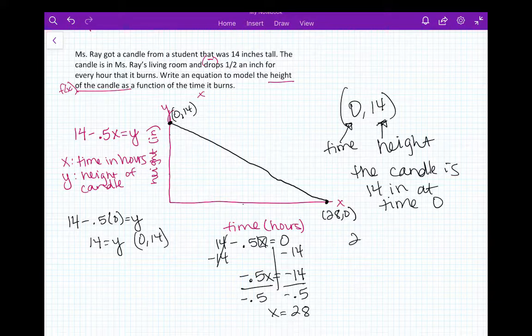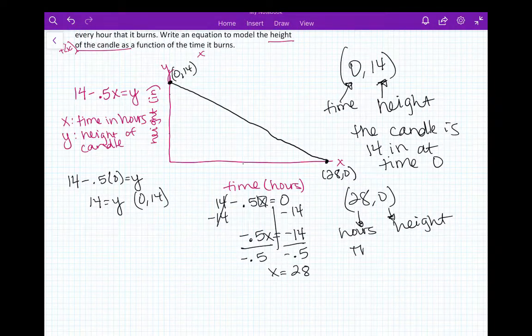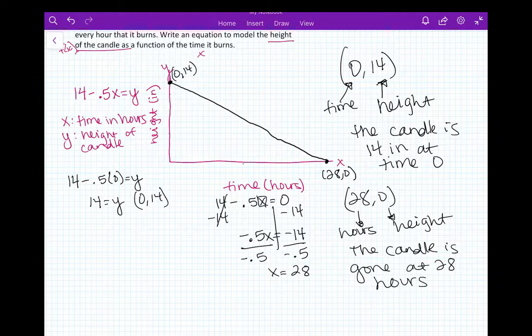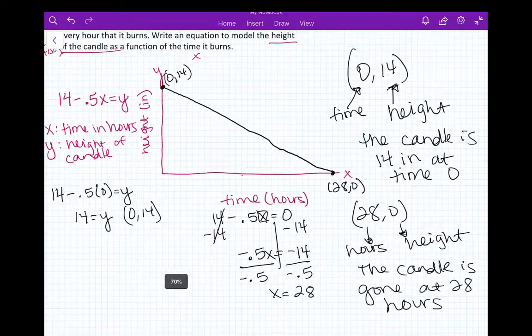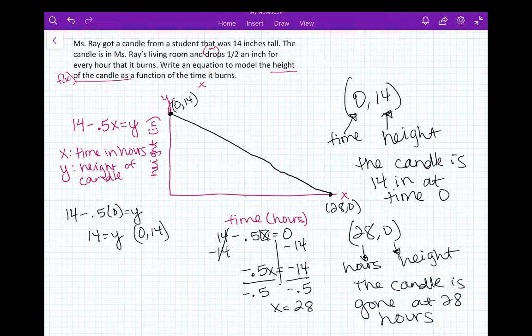And then the point 28, 0, again, 28 represents hours and 0 represents height. So what does this mean? This means the candle is gone at 28 hours. So when the candle has been burning for 28 hours, it will no longer have anything to burn. So it's really helpful to make sure you know what your x and y represent in the problem situation. And then also to make sure you write your intercepts as ordered pairs like we did here in order to determine what that represents.